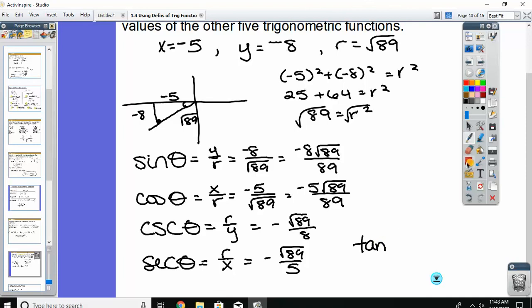And cotangent, x over y, or just flip the original tangent, and you get 5 over 8. So I don't have to give you an ordered pair. I could give you one of the trig functions, and that's all the information you need to find the x, y, and r, and give me all the others. Questions on that?